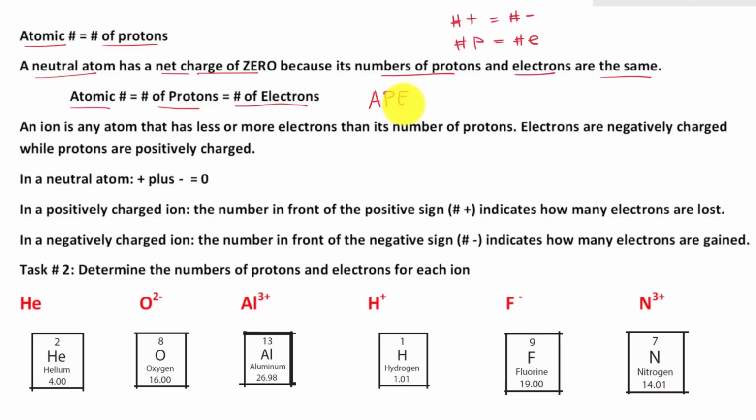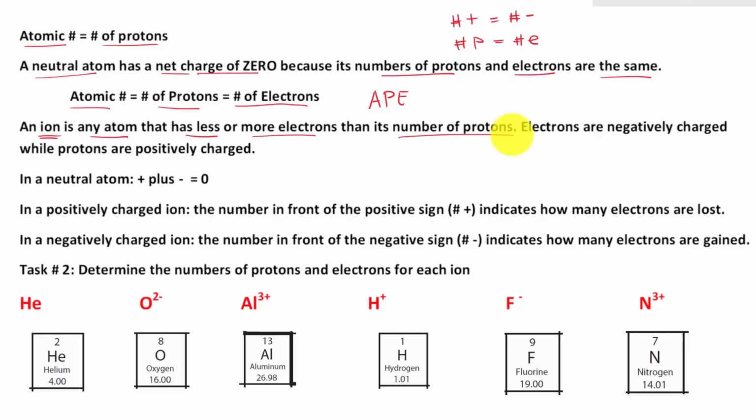What happens when we have an atom that doesn't have the same number of protons and electrons? We have a new term called ions. An ion is any atom that has fewer or more electrons than its number of protons. And one thing you have to realize is that the protons are right in the center of an atom, so we don't lose or gain protons at all if we're talking about the same element.